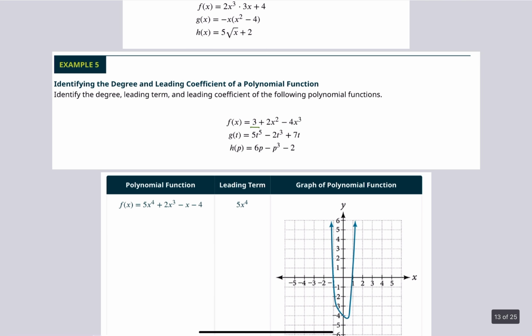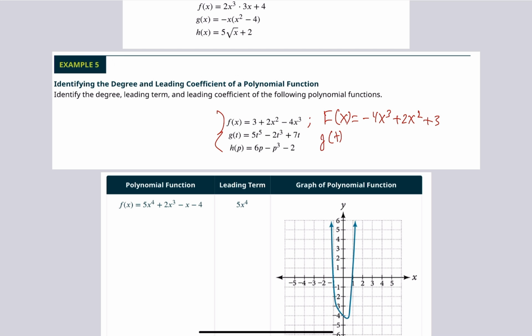Now, moving on to example number 5, identifying the degree and leading coefficient of the following polynomial functions. I want you to write down every single function, rearrange it first from the highest degree in decreasing order, basically, not increasing, decreasing. So I would first write negative 4x cubed, then 2x squared, and we have plus 3.